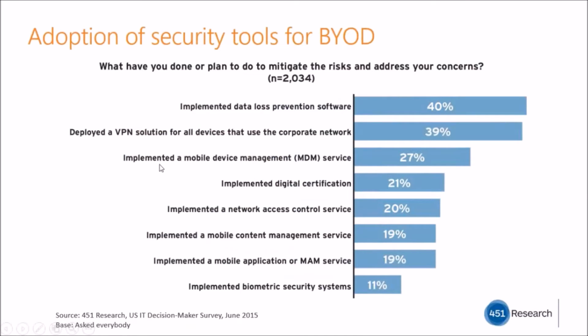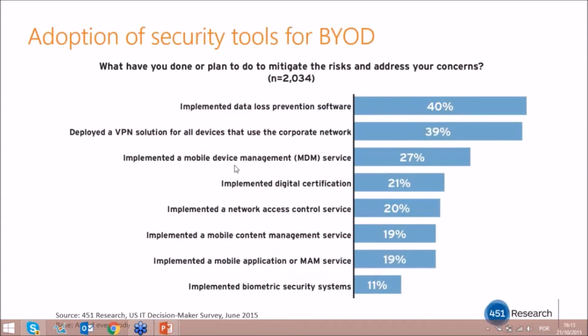So what is IT doing about controlling that corporate data on the device? Here we see 40% have implemented a DLP. That's going to be kind of corporate-wide, not necessarily mobile-specific. Also, 39% have deployed a VPN, and that's generally a device-level VPN. So all traffic is going through that VPN, personal and corporate data.